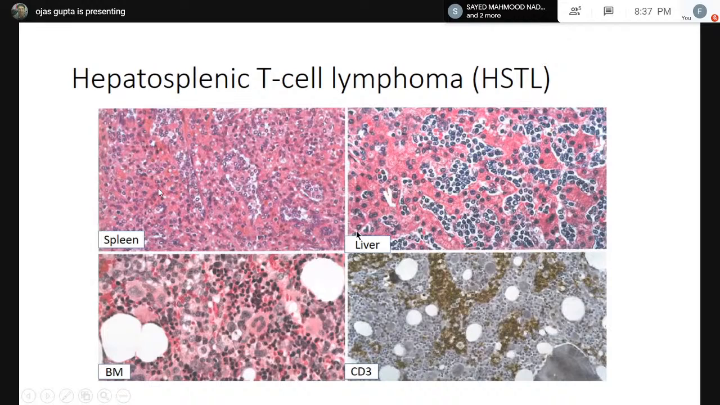So this is a panel of photographs. The first, taken from the spleen, shows cords and sinusoids of spleen infiltrated by a monotonous population of neoplastic lymphoid cells with medium-sized nuclei and a moderate amount of pale cytoplasm. This section is taken from the liver, showing neoplastic cells diffusely infiltrating the hepatic sinusoids with a similar morphology. This section is from the bone marrow. Here also we can see sinusoidal infiltration of the neoplastic cells. The IHC on the bone marrow section for CD3 better highlights these lymphoma cells.